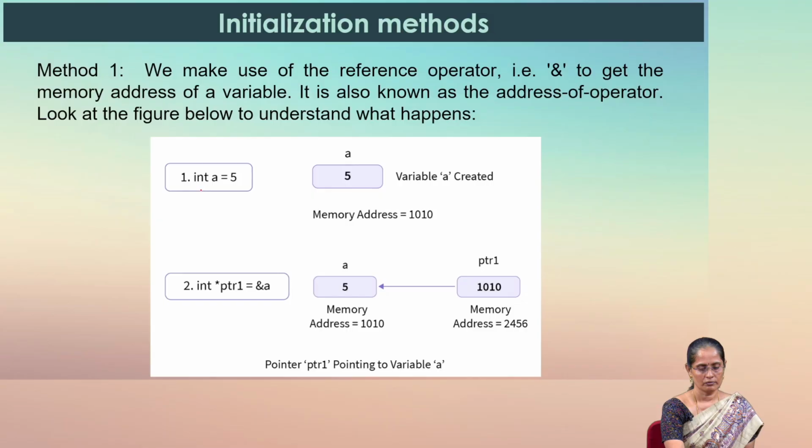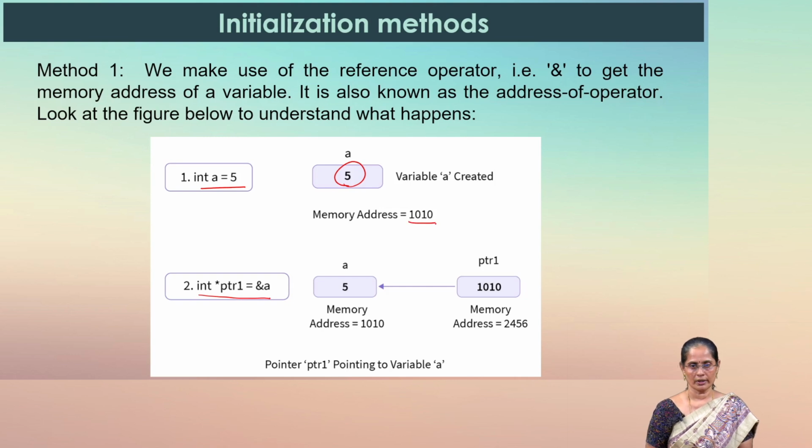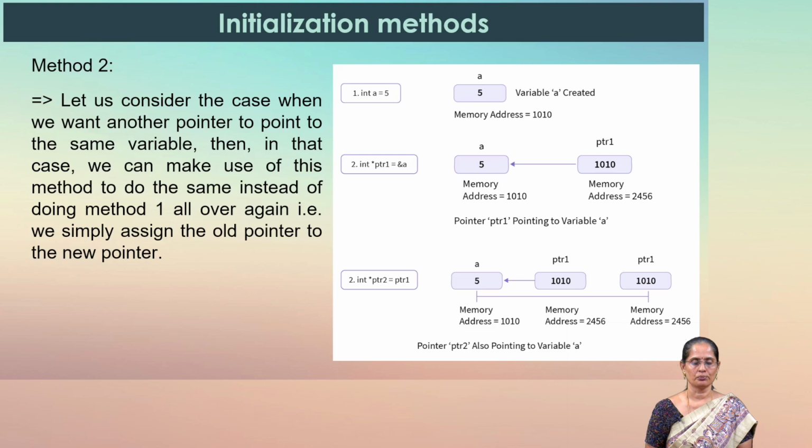We make use of the reference pointer ampersand to get the memory address of a variable, and it is also called the address of operator. So, what we do? We declare the variable and assign the value 5, that is what is being done here, and we define the pointer variable and assign the address of A to the pointer variable. So, this is method 1. This is the usual method we do, right.